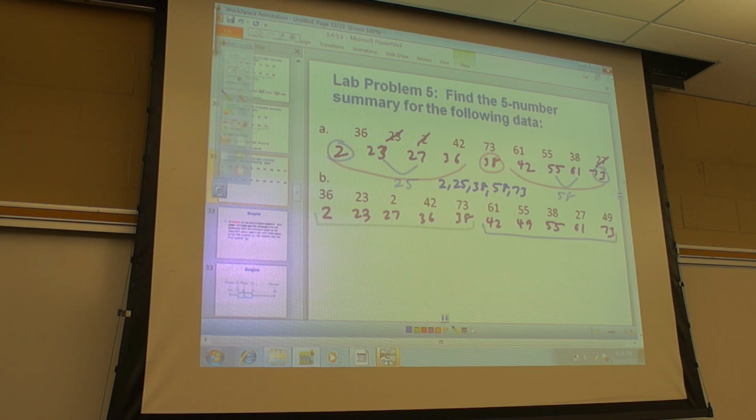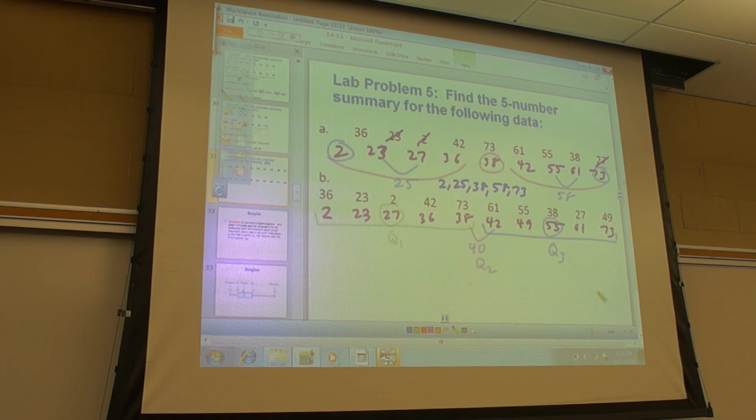Now, what's my median of my lower half? 27. What's the median of the upper half? 55. Then find your Q2. Average those two, you get 40.